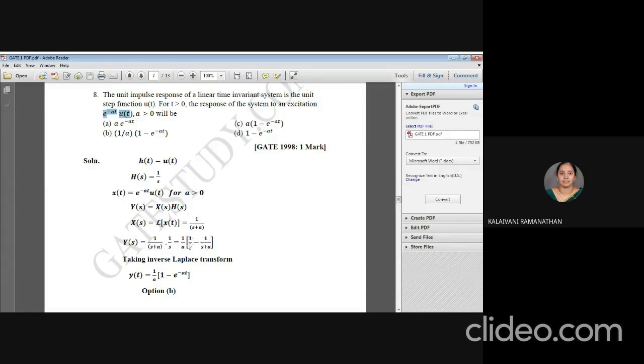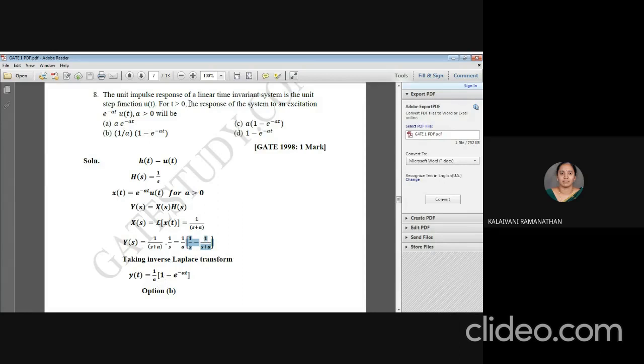When you apply the inverse Laplace transform to this whole function, you will get 1 by a as a constant outside. The inverse Laplace transform of 1 by s is 1, that is for a constant. And then the inverse Laplace transform of 1 by s plus a is e power minus at. So you have to check the options. Option A is like this, option B is like this. So it is matching with option B, so you have to choose option B.